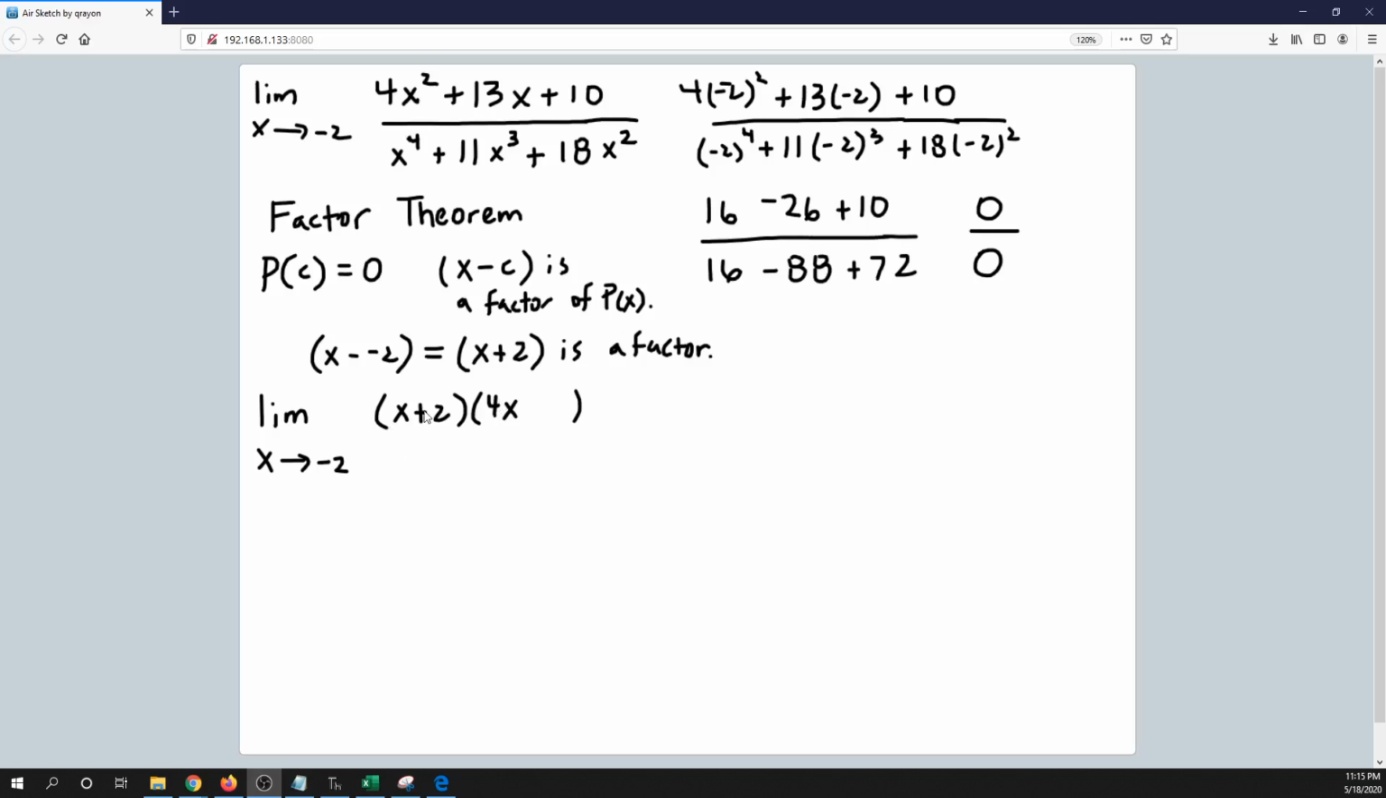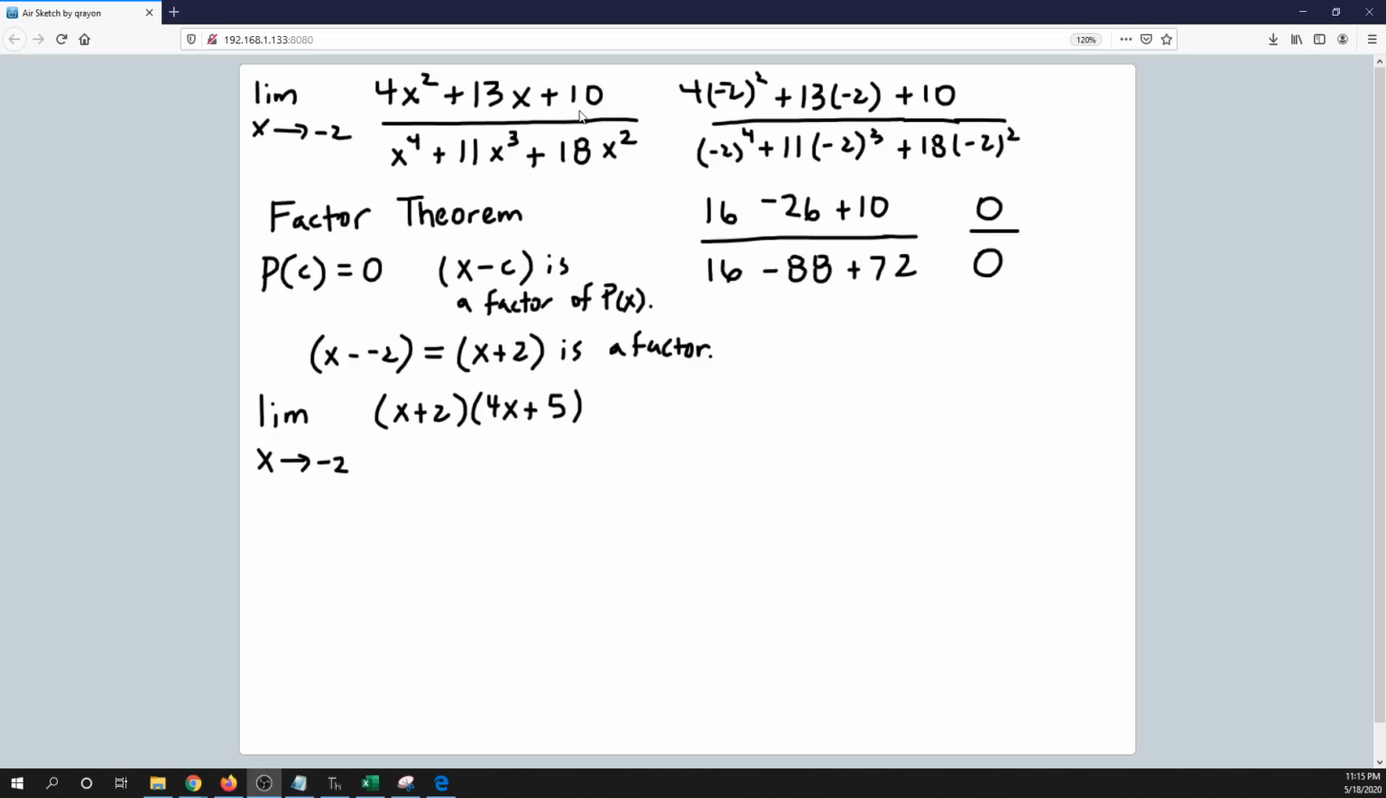because the first times the first is going to have to give you that 4x squared. Likewise over here, since the last term is 10 and we know that this one is a plus 2, then the other term is going to have to be a plus 5, because that last times last, this 2 times the 5, is going to have to come out to be a positive 10. So we know it has to factor like this.